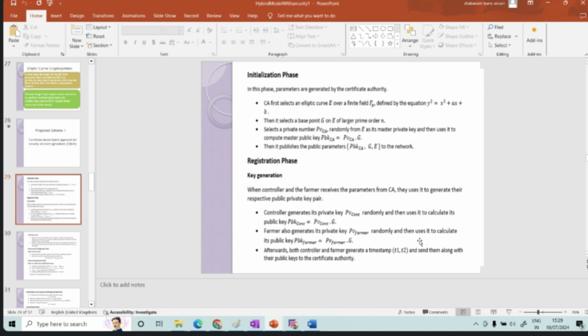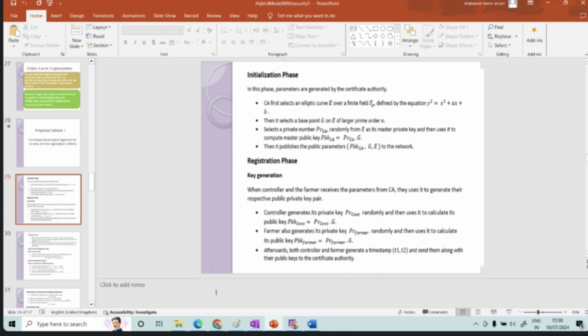The farmer also generates private key PV farmer randomly, which belongs to elliptic curve E, and which belongs to the finite field FP. And then uses it to calculate its corresponding public key PVK farmer equal to PV farmer dot G. So for private key we will use PV, and for public key we are using PVK notation. Afterwards, both controller and farmer generate timestamps T1 and T2 and send them along with their public keys to the certification authority. Here T1 is the timestamp generated by the controller and T2 is the timestamp generated by the farmer.